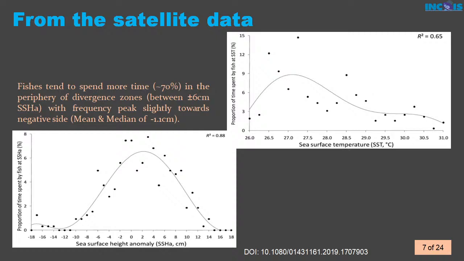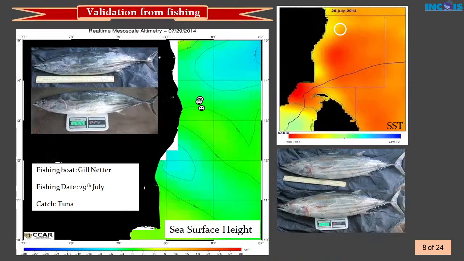So this is what we get when we plot the movement data of the fish with reference to the satellite data. We get this kind of distribution. And you can see the fitting values also. In case of temperature, it is a less good fit. In case of sea level anomaly, it is a better fit.